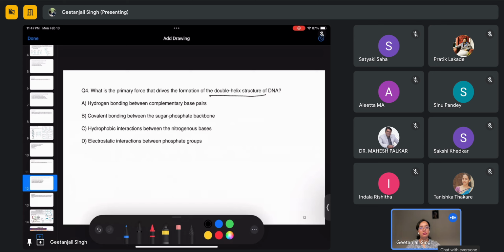So, if there was no pi stacking, it could have been in the form of a ladder structure, right? Three hydrogen bonds with the complementary base pair, two hydrogen bonds. It could have been like a gradual stair-like structure. Why does it become a double helix?